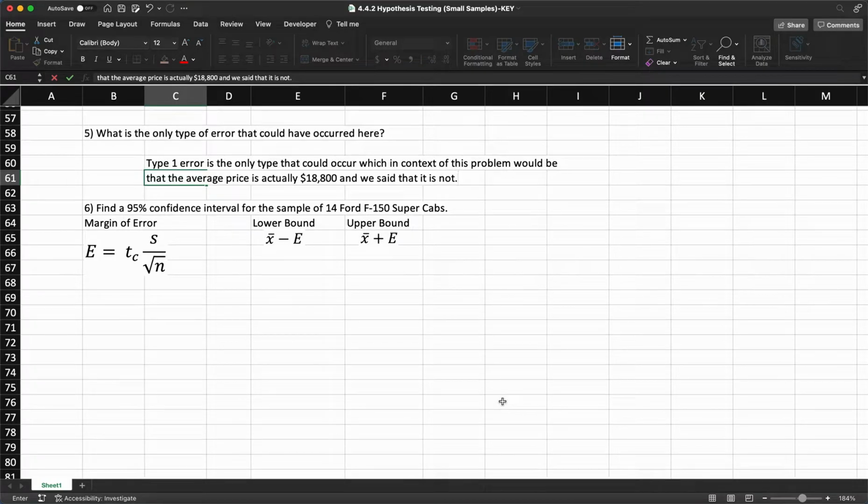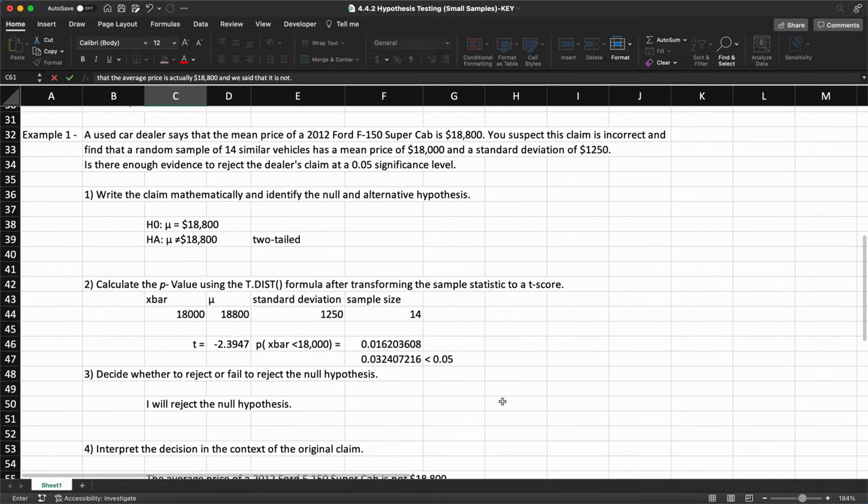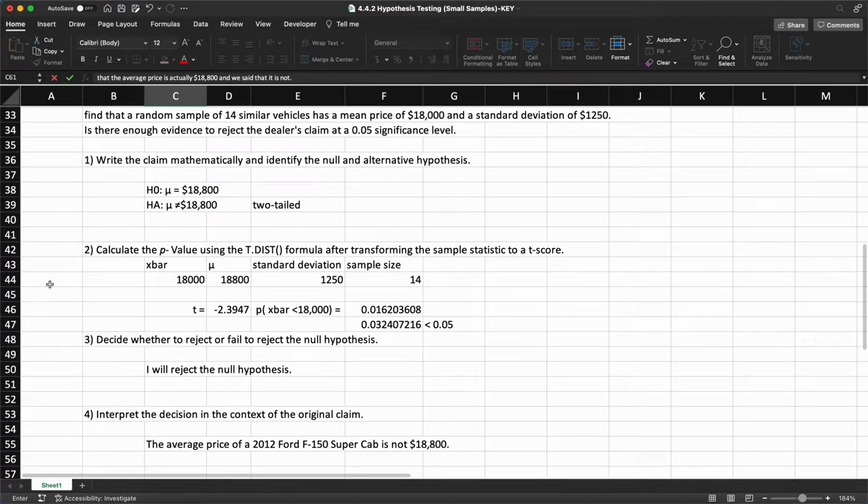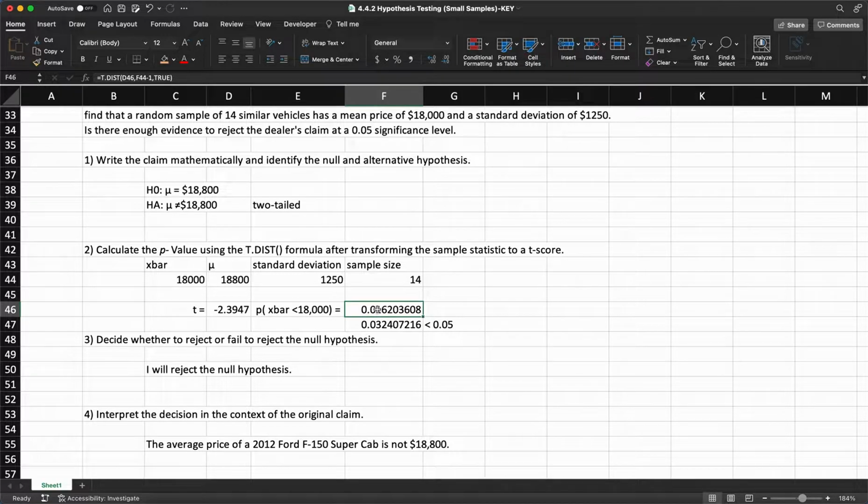Everyone. So in this video, we're going to continue with the Ford F-150 problem. So far, just to recap, the dealer said that the mean price is $18,800. We collected a random sample of 14 vehicles, which is a small sample. So we can't use our norm.dist function. Instead, we have to find something called a t-value and use a t-distribution to find the probability.